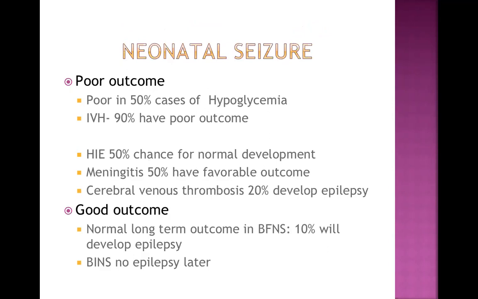Now, regarding the poor outcome and good outcome of neonatal seizures, there are certain points. 50% of hypoglycemic seizures have poor outcome because by the time we diagnose it, the brain is already severely damaged. In case of seizure because of intraventricular hemorrhage, 90% of them have poor outcome. This is a very sad point; we need to diagnose this condition quite early. Hypoxic ischemic encephalopathy, HIE, also known as perinatal asphyxia, has a 50% chance for poor outcome and another 50% chance for normal development. In meningitis, 50% have favorable outcome and 50% have poor outcome, and in cerebral venous thrombosis, 20% of them may develop epilepsy in later life.